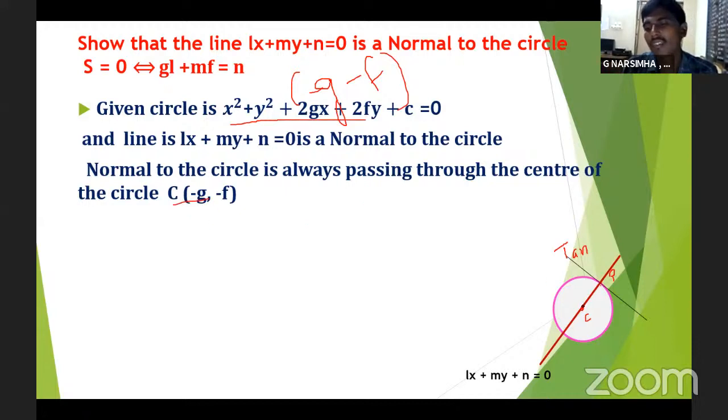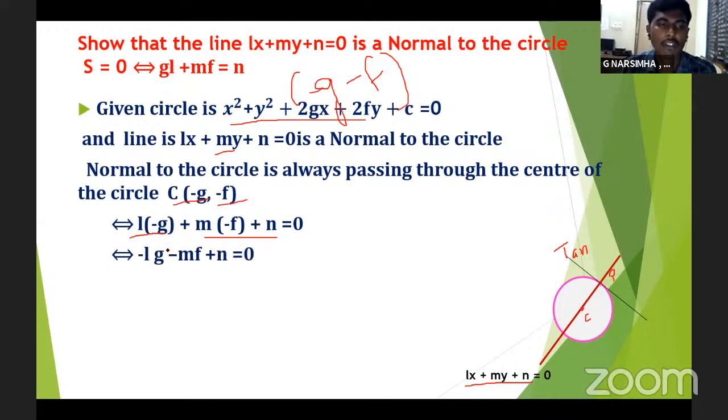That means this point always lies on this line. Lies on this line means the point satisfies the line Lx plus My plus n equals 0. That means just substitute the center of the circle into this line. That is L into x, where x is -g, that is L into -g, plus M into y, that is M into -f, plus n equals 0. That is -Lg, minus Mf, plus n equals 0.